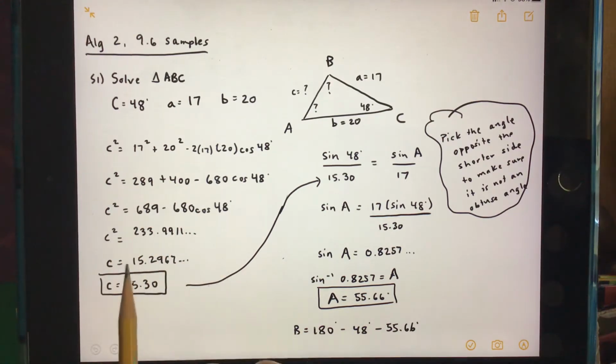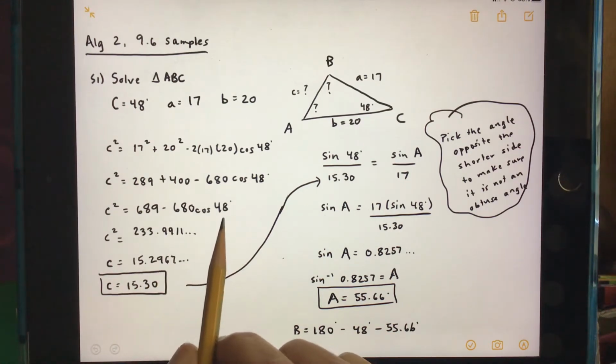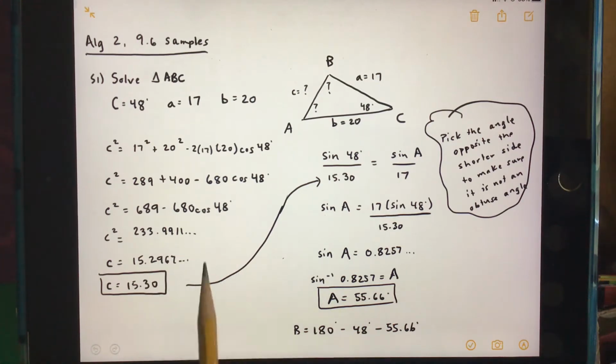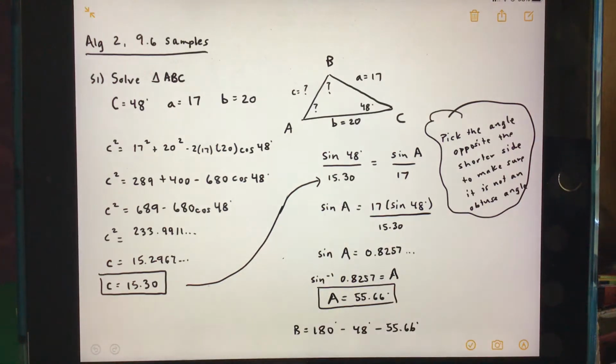I'll use my calculator at this point to plug in 689 minus 680 times cosine of 48 degrees. That will give me 233.9911 and some other digits past that. That's my c squared value. Then I'll take the square root of both sides to arrive at how long c is. I'll round it off to the nearest hundredth, and that will give me c. The length of c is 15.30. Okay, so I know the lengths of all three of my sides at this point.